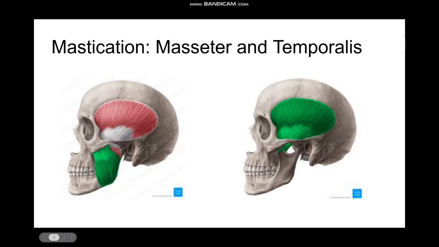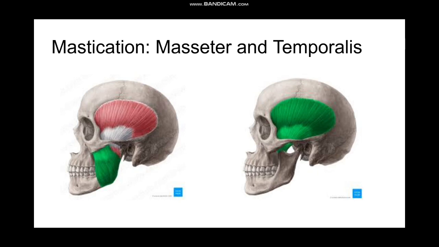It's going to insert into the ramus, and it's going to give you the ability to elevate your mandible, which means to close your jaw, which is very important when you're trying to chew. Also, mastication. I think of "mastica" because I speak Spanish. Mastica means to chew, and that's how you can remember what these muscles help with.